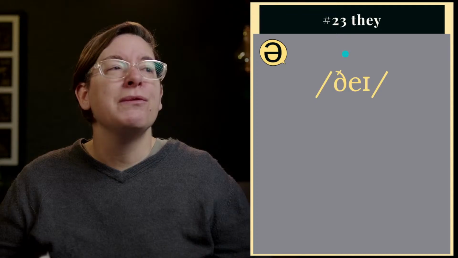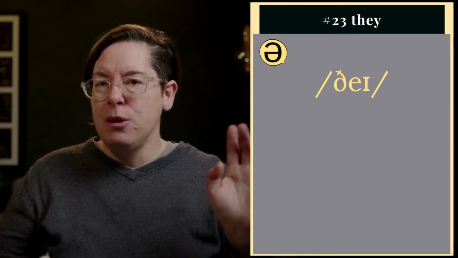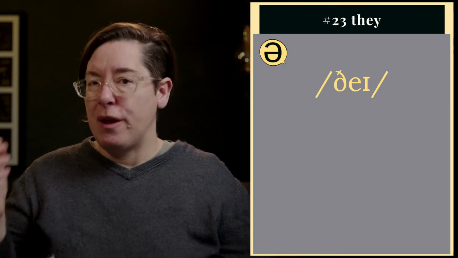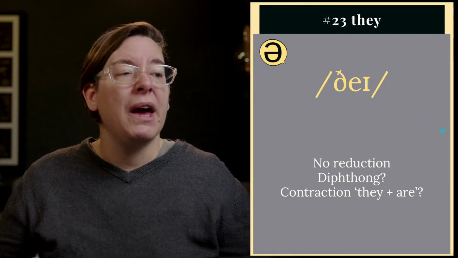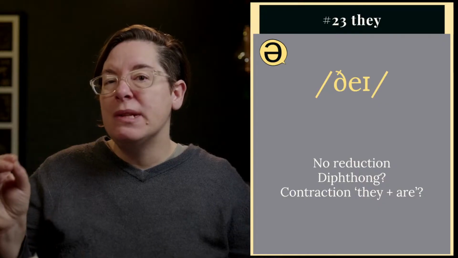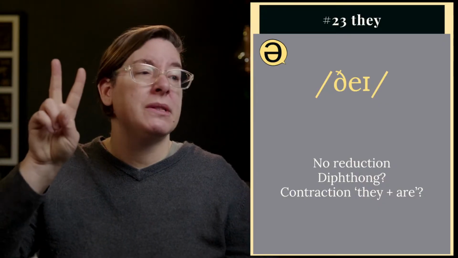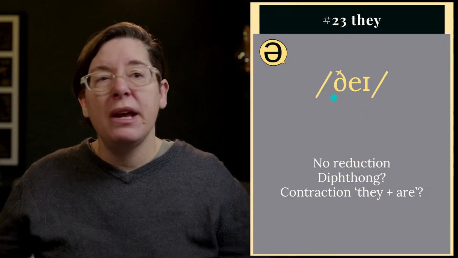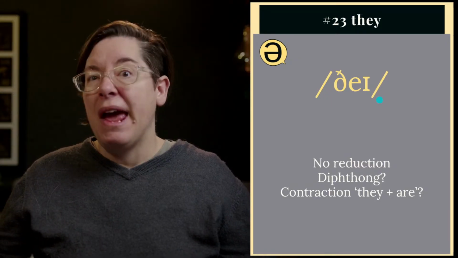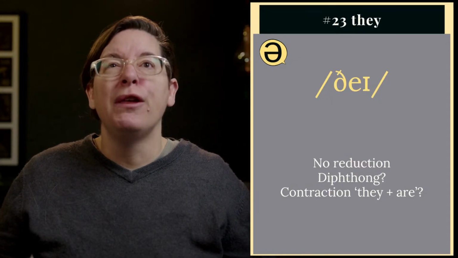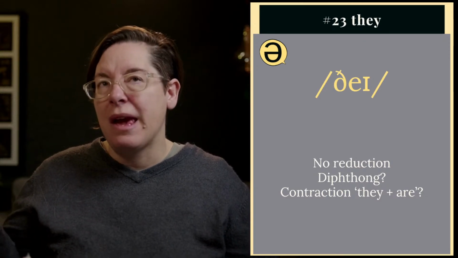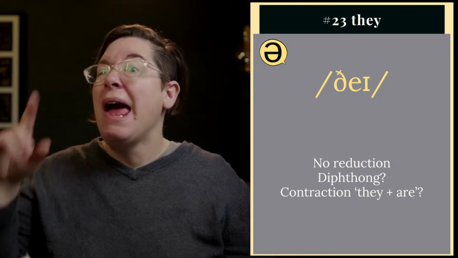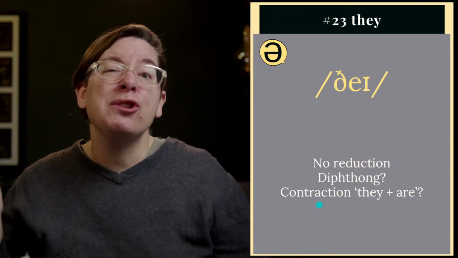Number 23, we've got a new thing going on here. So we've got our th, and then we've got two vowels here. We call that a diphthong. What's a diphthong? When there's two vowels together. Also, this one, you're not going to get reduction from they, right? You're not going to say the came late. No, they came late. I'm not going to reduce that, except in this what we call contraction.